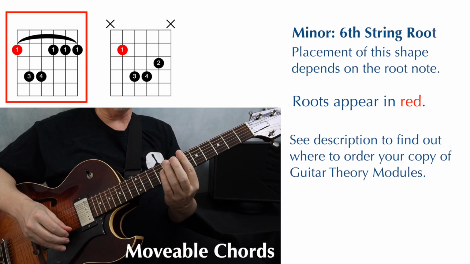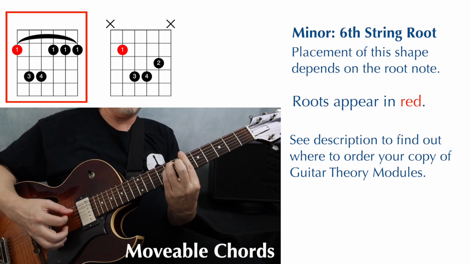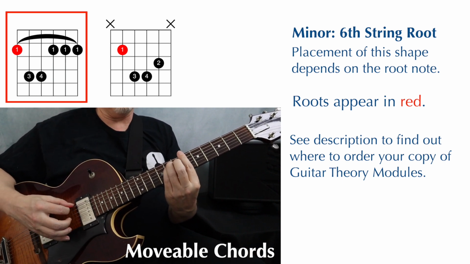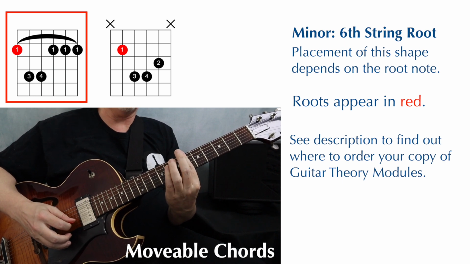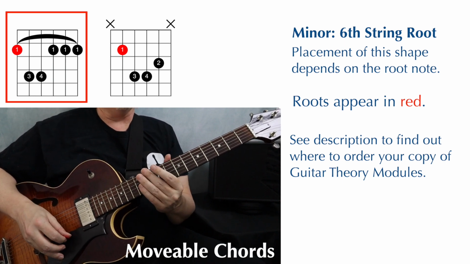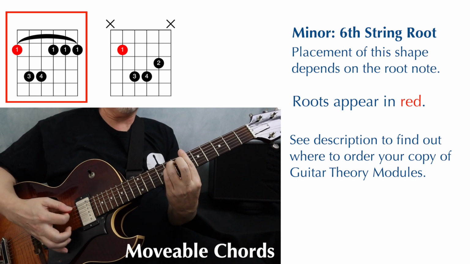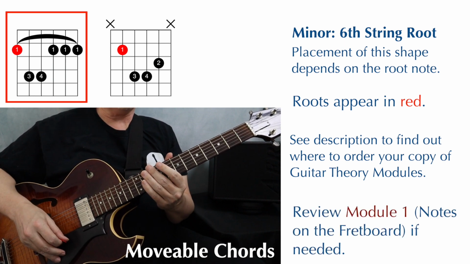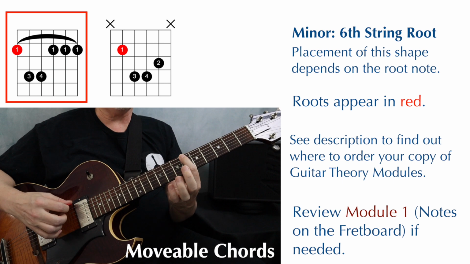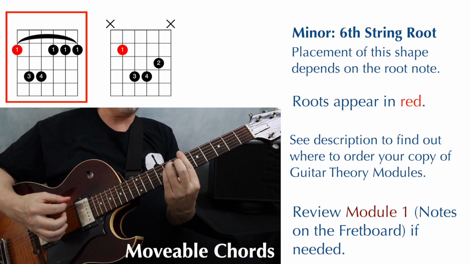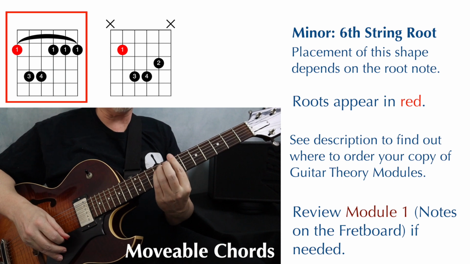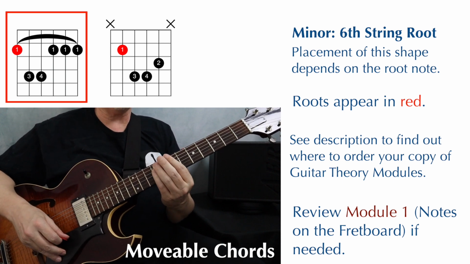Here's a minor shape you can play with the root on the 6th string. This is fingers 1, 3, 4, 1, 1, and 1. So you're barring across all 6 strings. This happens to be a B flat minor that I'm playing because I'm placing the root note of the shape on the B flat on string 6, fret 6. If I were to move it up a fret, it now becomes a B minor.